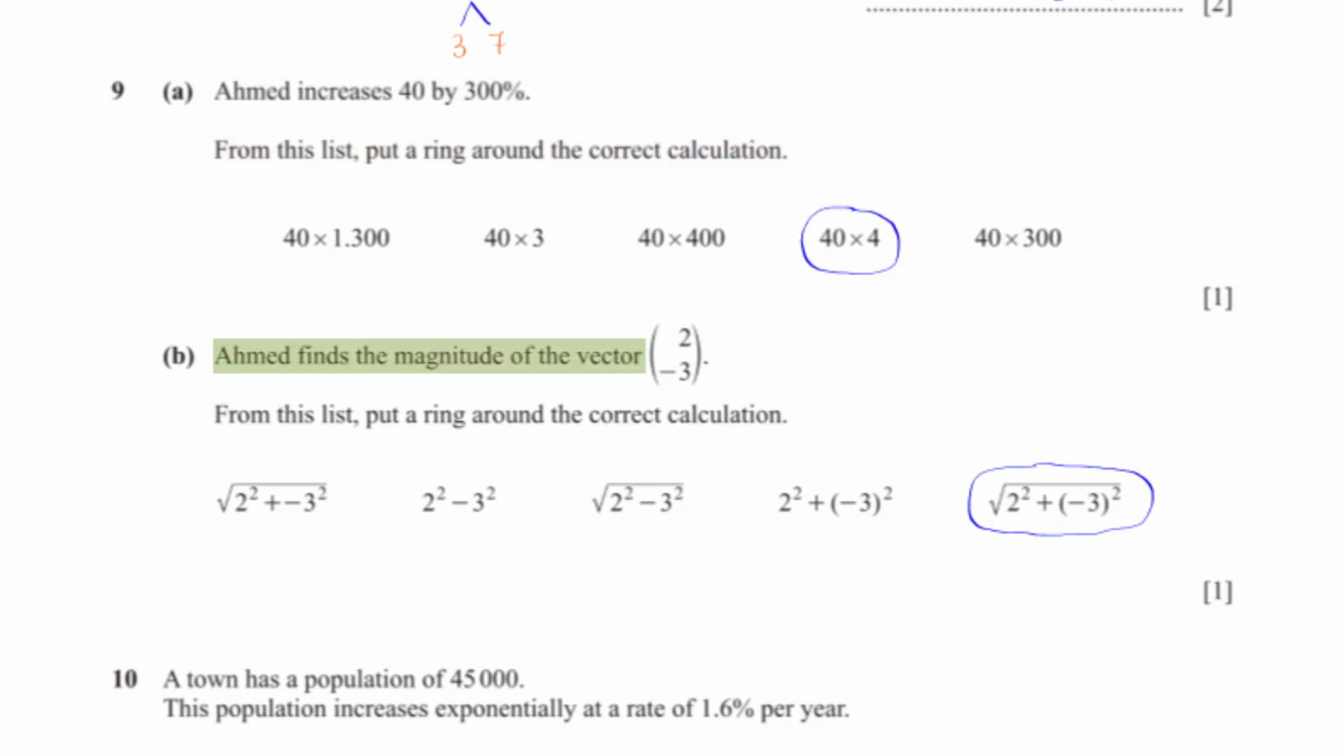Ahmed finds the magnitude of the vector 2, negative 3. From this list, put a ring around the correct calculation. We know that whenever we are given a vector a, b, its magnitude is equal to the square root of a squared plus b squared. And so in this case, we have the square root of 2 squared plus negative 3 all squared.